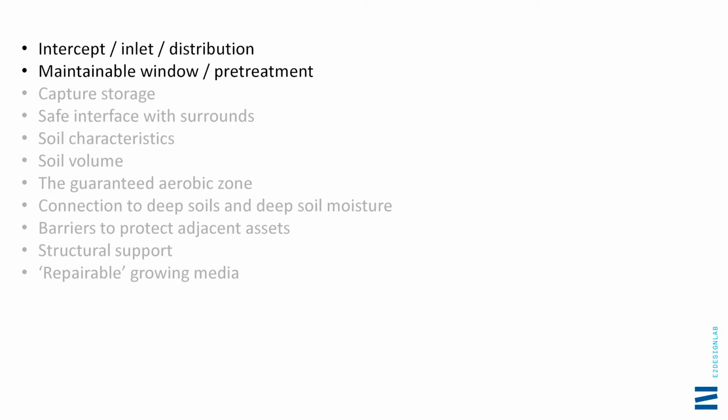These first 2 are about how we intercept the water and get it to the tree, and often these things are done together. For example, your inlet may be a grate or something to keep out litter and debris, or a permeable paving, which would also keep out the sediment. And what I mean here about a maintainable window is particularly about where the sediment gets caught up, because as Chris was saying, this can seriously compromise the opportunity for your water to infiltrate into the tree growing media, and will result in a lot of bypass. And as Chris was saying, we need to think about how that sediment gets removed.